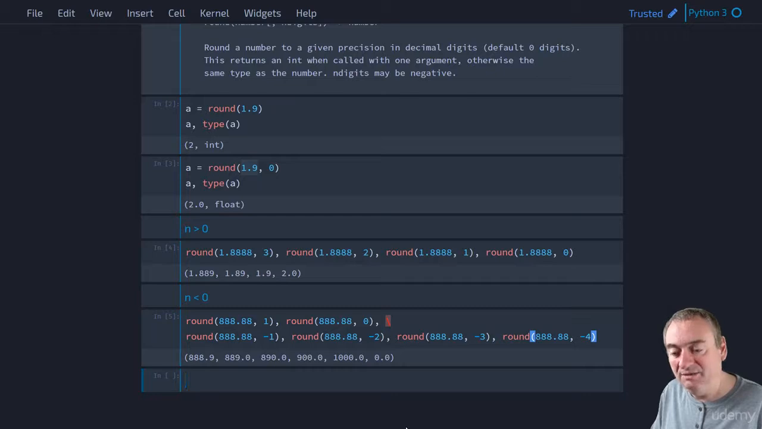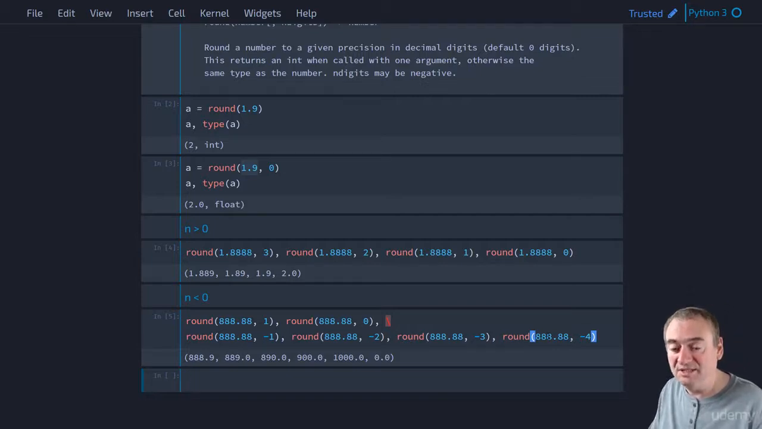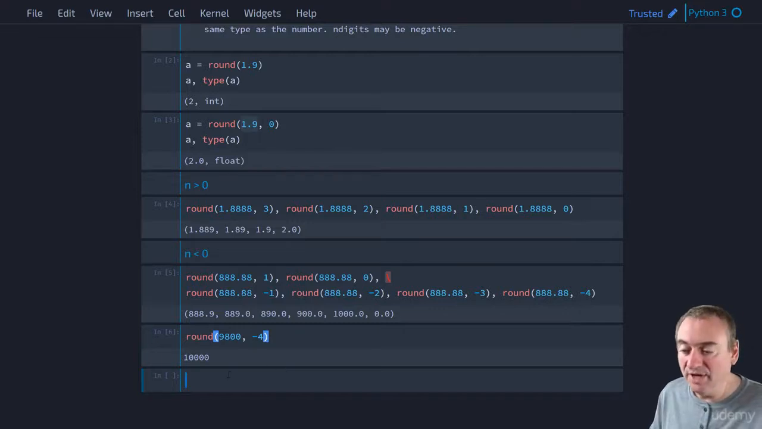Now, what about this last one? Why is it suddenly 0? Well, what are we doing here? We're looking at rounding 888.88 to the closest multiple of 10 to the 4, right? Which is 10,000. Well, 888 is closer to 0, which is a multiple of 10,000, than 10,000 is. Now, if we were to round something that was a little closer to 10,000, let's say 9,800, then we'll get 10,000, right? But if we do something that's smaller, that's closer to 0, then we'll get 0. Right? Remember, it's rounding to the closest multiple.